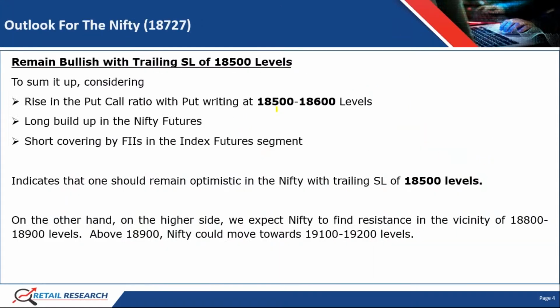So coming to the outlook, as I discussed earlier, we have seen aggressive put writing at 18,500 to 18,600 levels. Long build-up we have seen in the Nifty futures during the last 4 days, and also the first sign of short covering by FIs in the index future segment. All these three indicators indicate that one should continue to remain bullish. During the last fortnight, we gave the outlook that one should remain bullish with a stop loss of 18,300 levels. Now we are revising that stop loss to 18,500 levels. One should trail the stop loss to 18,500 levels and remain bullish.